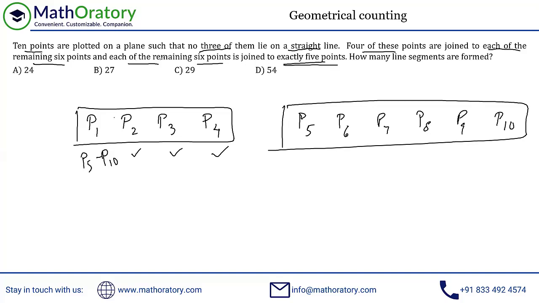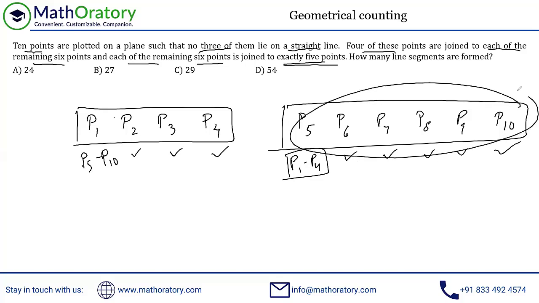Now, it also says each of the remaining 6 points is joined to exactly 5 points. Before I get into that, what does this information tell me? P1 is connected to P5, P2 is connected to P5, P3 and P4 too. That has already been mentioned. So P5 is connected to everything from P1 to P4. Same thing for P6, P7, P8, P9, and P10. By everything, I mean every one of these 6 points is connected to P1 to P4.